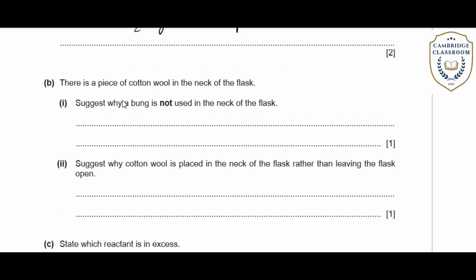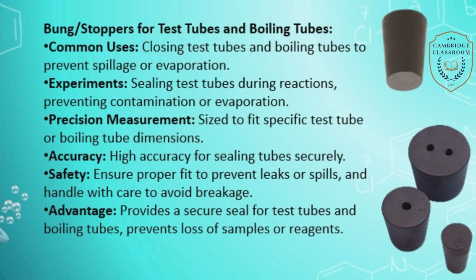There is a piece of cotton wool in the neck of the flask. Suggest why a bung is not used in the neck. I hope you remember that a bung is basically a stopper that is used for test tubes and boiling tubes. The basic purpose is to close test tubes and boiling tubes to prevent spillage or evaporation of the substances. Sealing test tubes during reactions, preventing contamination or evaporation of substance, mostly gases.